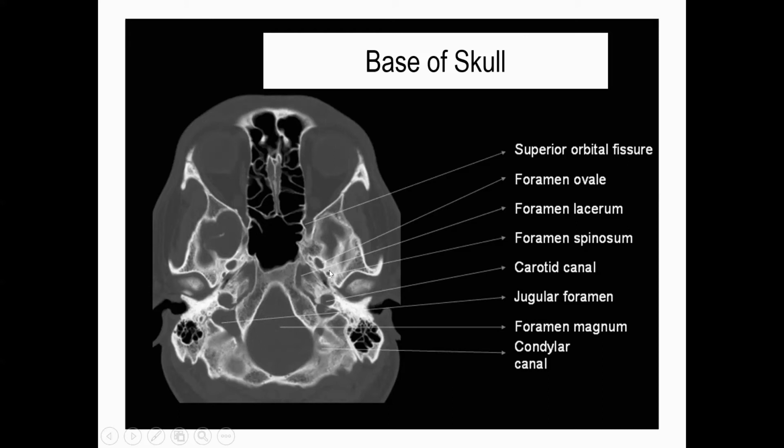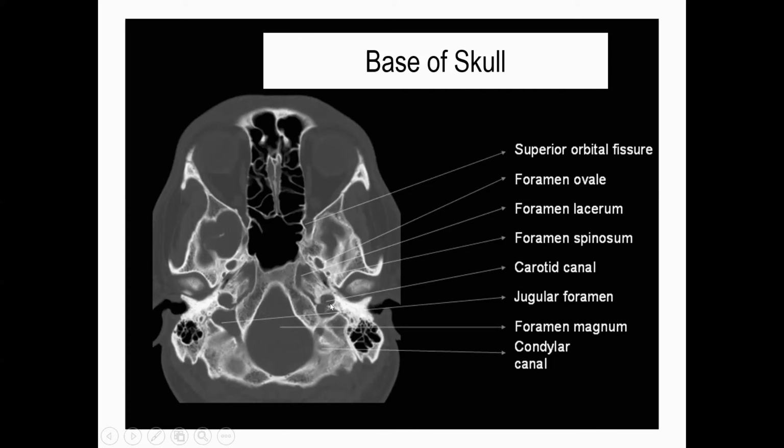Then you have this foramen spinosum. This is the foramen spinosum. It is very rare to see the foramen spinosum in a CT scan. You have the foramen lacerum here. This is the foramen lacerum. This is the weakest part that I will show. I have told you.